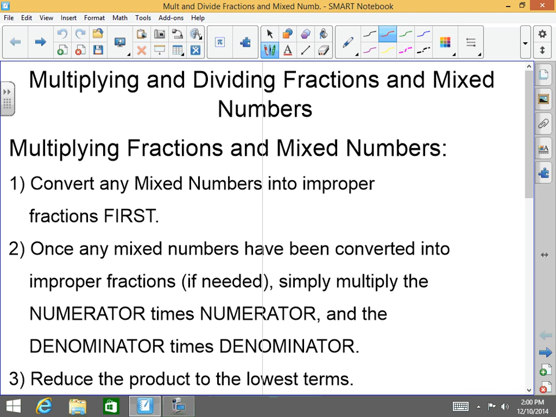Whenever you're multiplying or dividing fractions or mixed numbers, it's not like adding and subtracting. You have a choice in adding and subtracting. You can convert them to mixed numbers. I think it's easier. Or you could just go ahead and add and subtract the whole numbers and find the fractions separately. But when you're multiplying and dividing fractions and mixed numbers, there is no choice. You have to convert any mixed numbers into improper fractions first. You must. Unfortunately, there's no choice there. No choice.